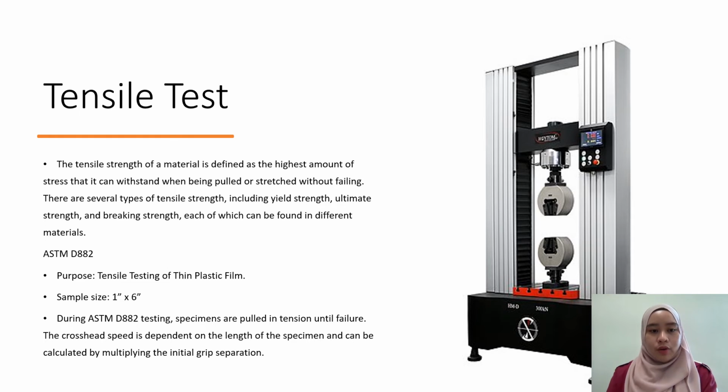Tensile strength of a material is defined as the highest amount of stress that it can withstand when being pulled or stretched without failing. There are several types of tensile strength, including the yield strength, ultimate strength, and the breaking strength, each of which can be found in different materials. In this test, I will be using the ASTM D882 standard as the plastic sheet is less than 1.0 mm. The sample size I will be using is 1 inch by 6 inch.